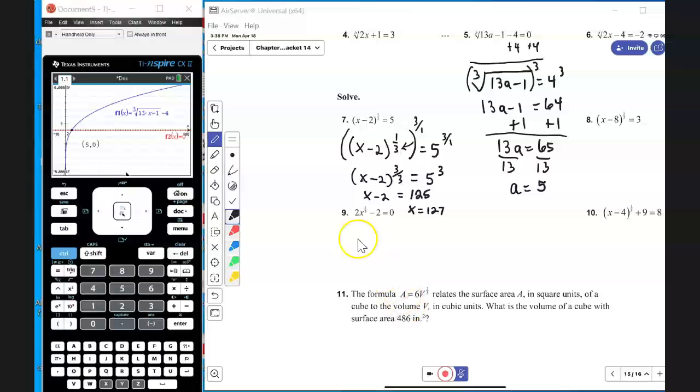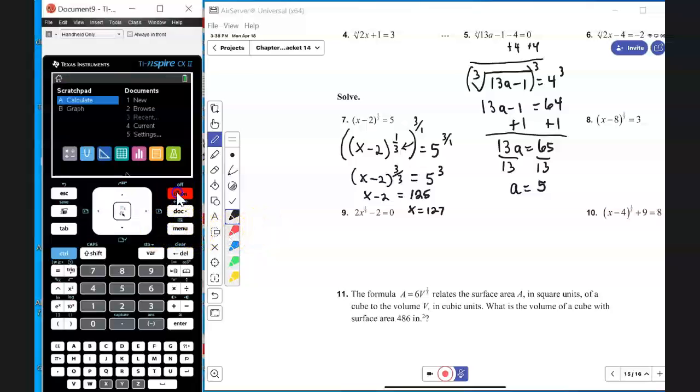Now, if you want to use your calculator, you can. Let's go to the on button.